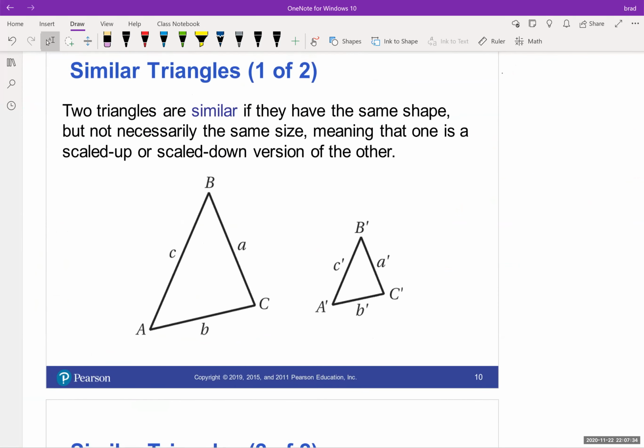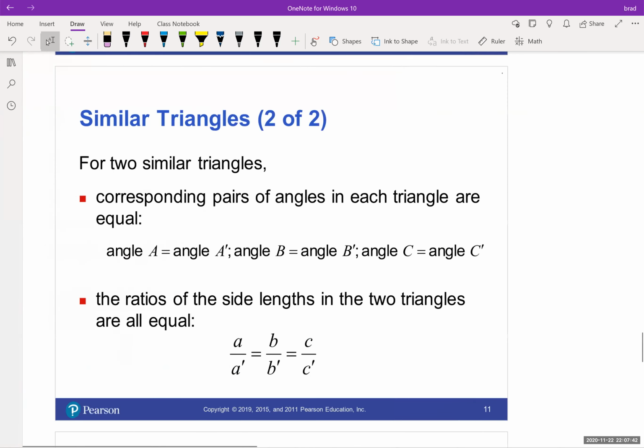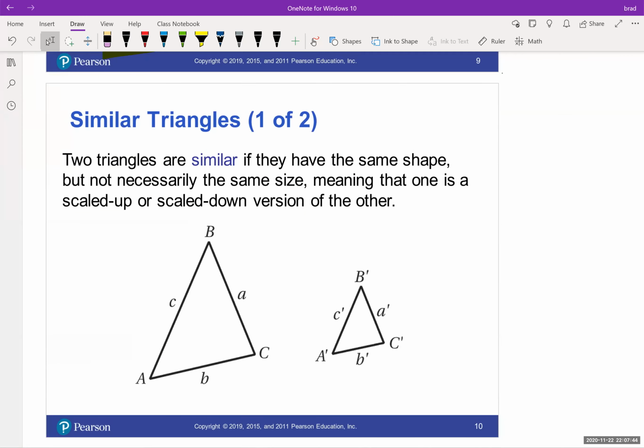Okay, so now let's talk about similar triangles. The nice thing about similar triangles, let me see how much we have left. Oh, just a little bit. The nice thing about similar triangles is they've been used for a very long time to do a lot. Even in old times, there's all kinds of things you could do with similar triangles. So two triangles are considered similar if they have the same shape, but not necessarily the same size, meaning that one is a scaled up or scaled down version of the other.